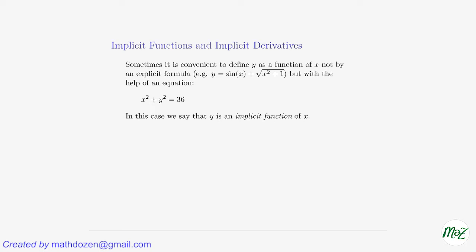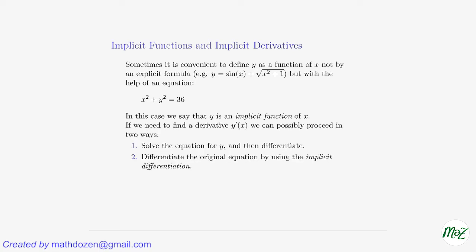Just because it's not given by an explicit formula, we say it is an implicit function of x. Then, if we need to find the derivative y prime of x, we can possibly proceed in two ways. First of all, we can solve the equation for y, get some expression y equals something with x, and differentiate that. Or we can differentiate the original equation with the help of the implicit differentiation method.